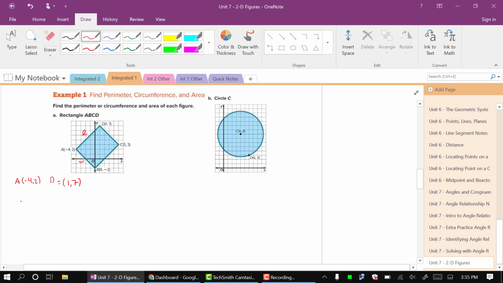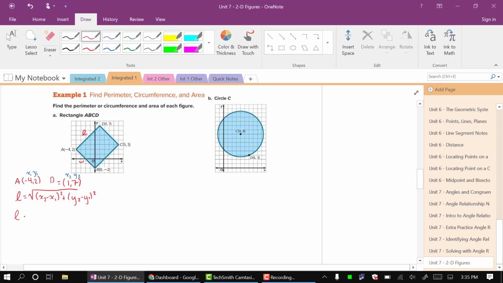So let's go ahead and plug this in. Let's find the distance. To find the distance, we're going to use the distance formula: square root of x2 minus x1 squared plus y2 minus y1 squared. Now remember, this is going to be my x1. This is my y1. This is my x2. And this is my y2. So plug those into your formula.